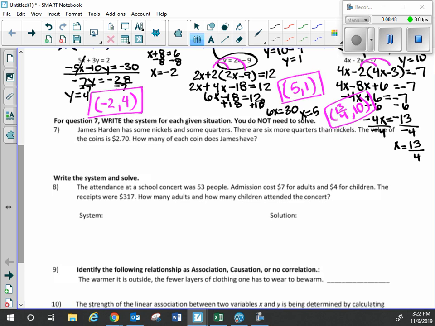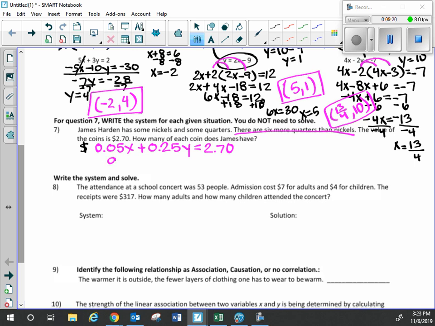You have 2 different scenarios. One of them is the value. So let's talk about value. You know that a nickel is 5 cents and a quarter is 25 cents, and the total value is $2.70. Okay, and then that second system is that sentence right there. There are 6 more quarters than nickels.